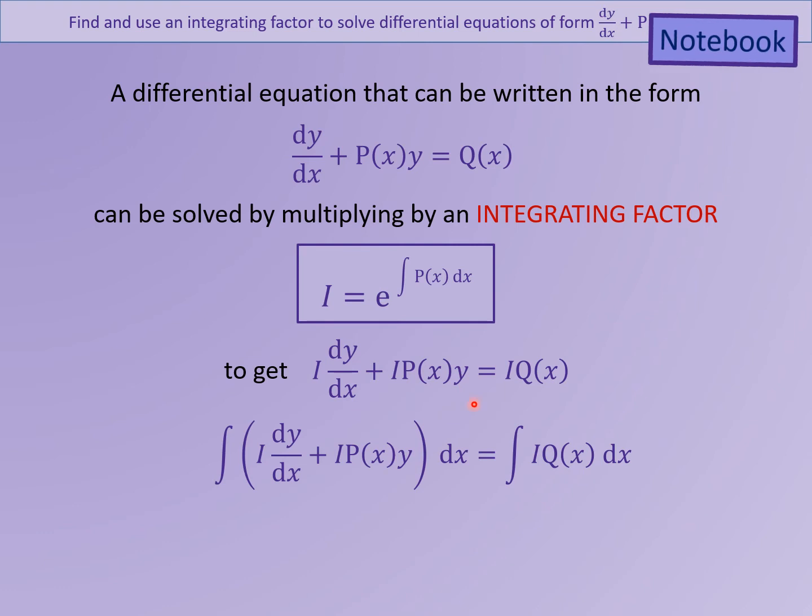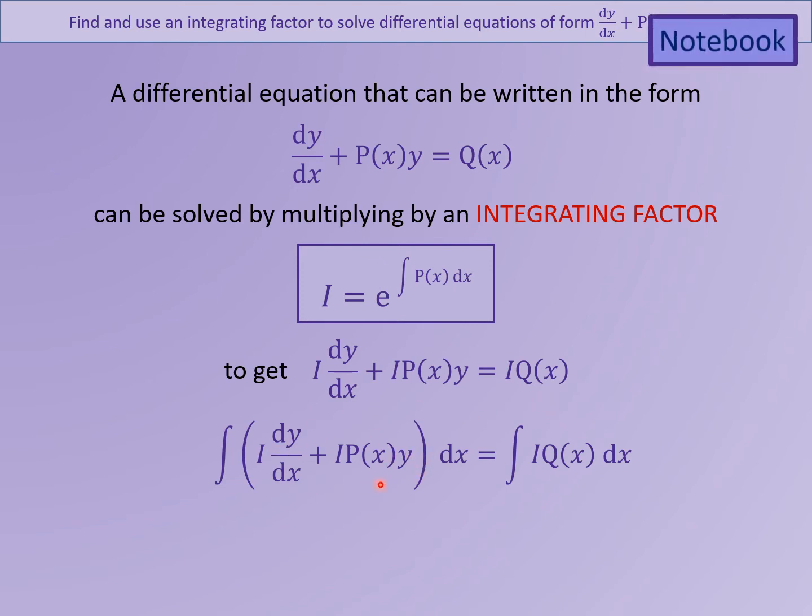That is your product rule right there. So because this is a product rule, what I can do is look at integrating both sides now. And don't forget to multiply by I on this side. It's a very easy mistake to make to forget it. So I've integrated both parts.